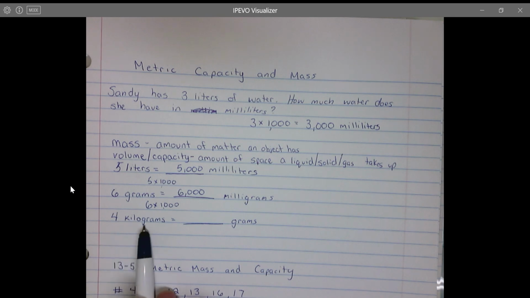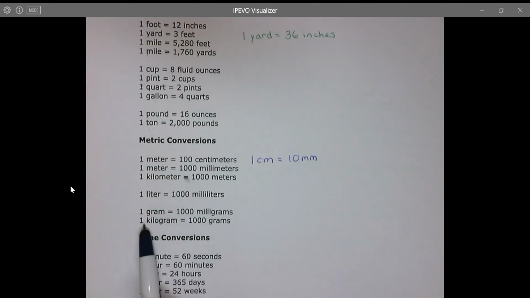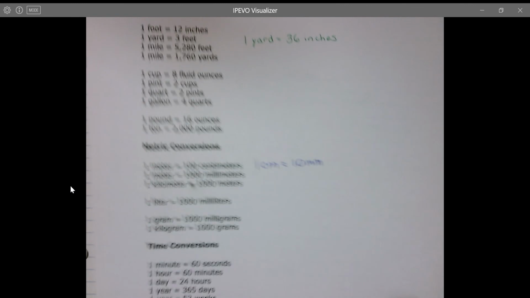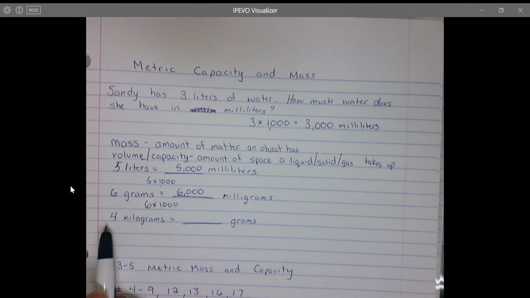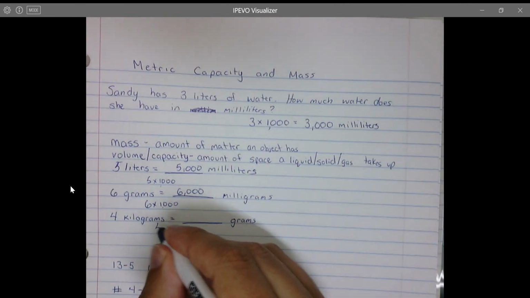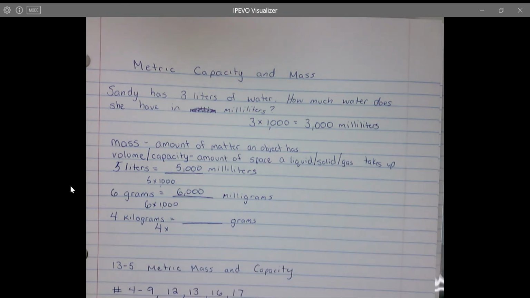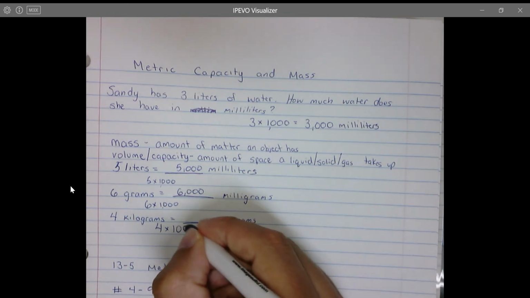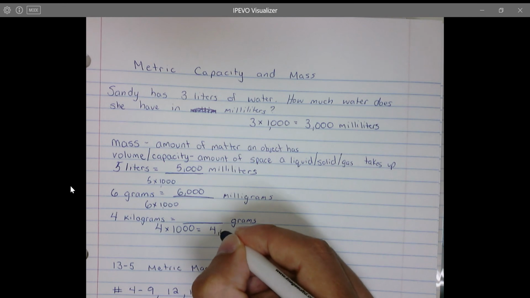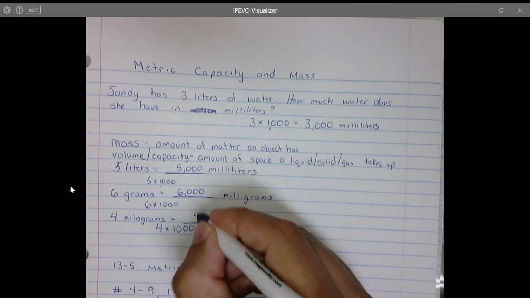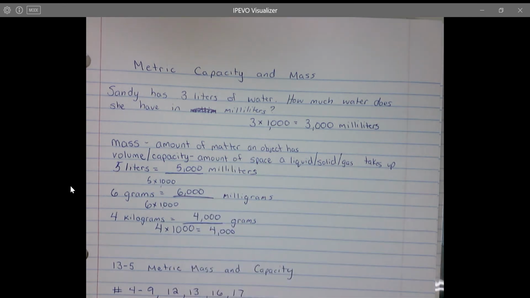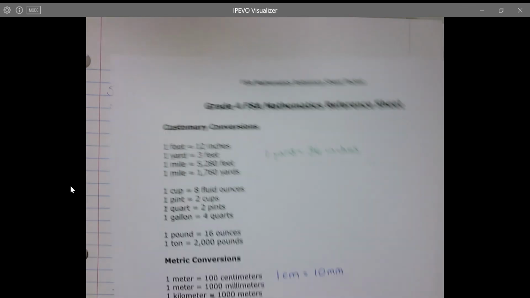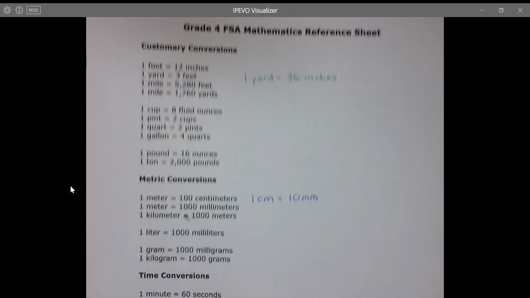4 kilograms is equal to how many grams? If I look here, 1 kilogram is 1,000 grams. So for every kilogram I have, 1,000 grams. I have 4 kilograms, and each kilogram is 1,000 grams. That's 4 groups of 1,000, or 4,000. So there are 4,000 grams in 4 kilograms. So the metric system is very straightforward.